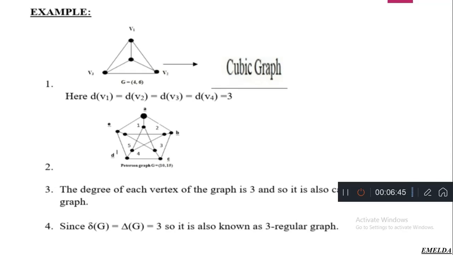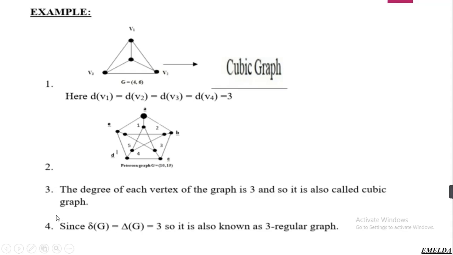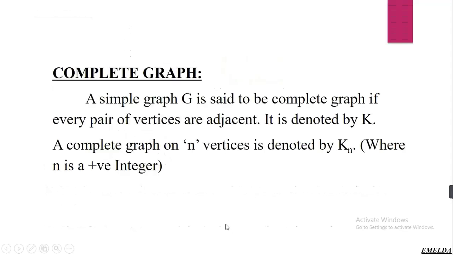Now we have the degree of each vertex of the graph is 3, so it is also called a cubic graph. Since small delta of G and capital delta of G are equal to 3, it is also known as a 3-regular graph.